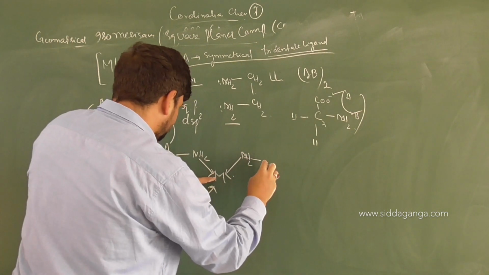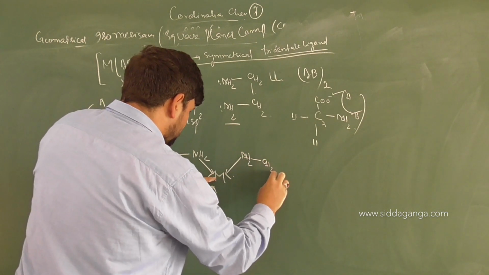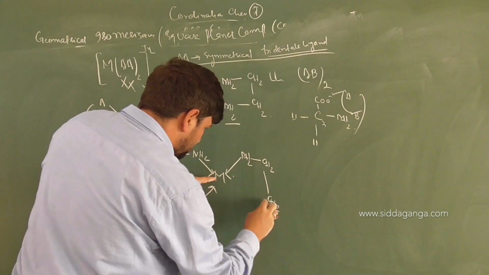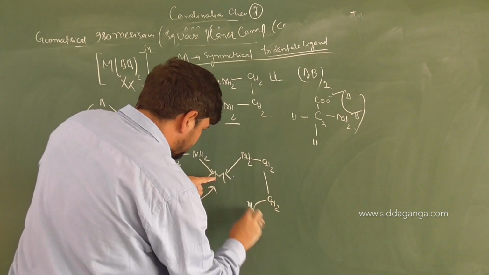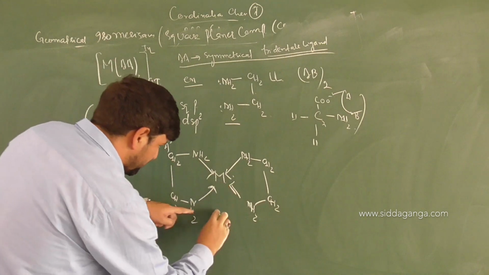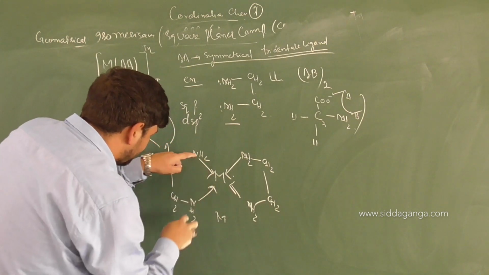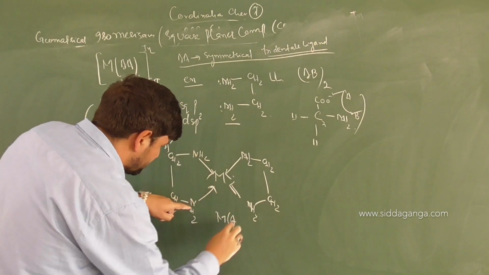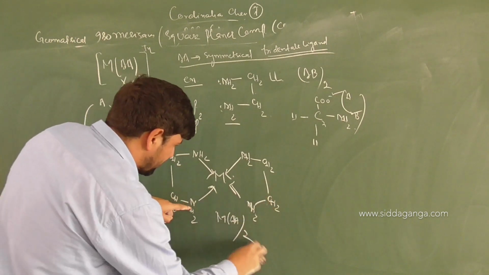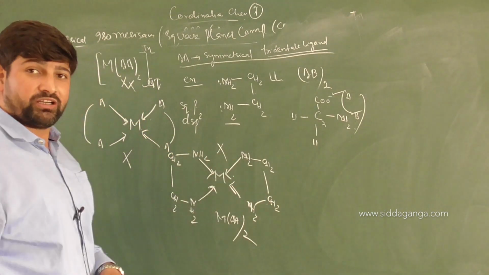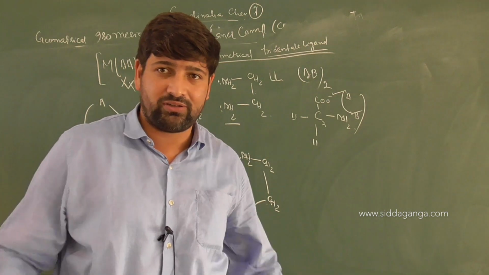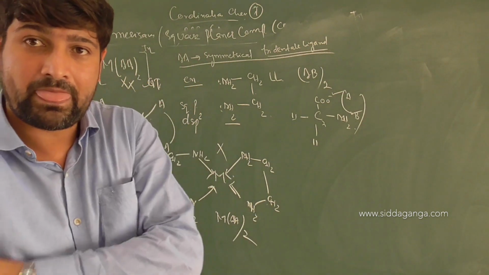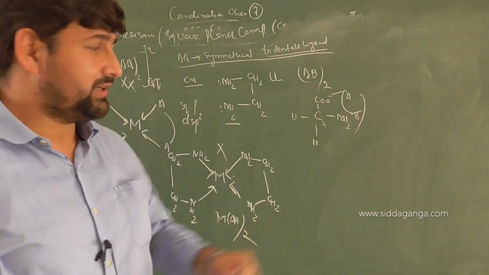Then you have CH2, then you will have CH2, then again you have NH2. So you understood it or not? This is metal atom, this is A, this is A. But how many times is it existing? Twice. So there is no possibility of geometrical isomerism existing there at all in symmetrical ligand systems. Am I clear, children? Excellent.